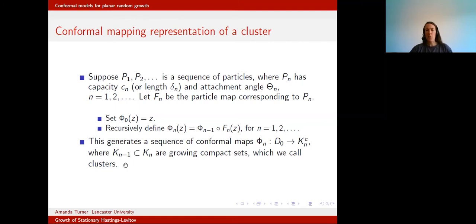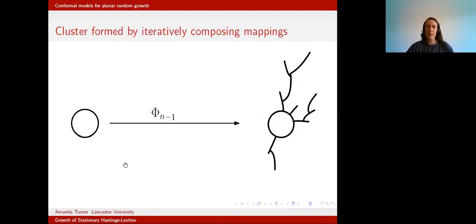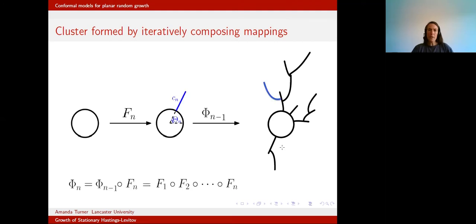And that's the property we want. So here's some pictures just to make it a little bit easier. So supposing we found our mapping phi n-1, our conformal mapping from the exterior unit disk to the exterior of this cluster minus the n-1 particles. What I do next is I precompose with the mapping corresponding to my nth particle.